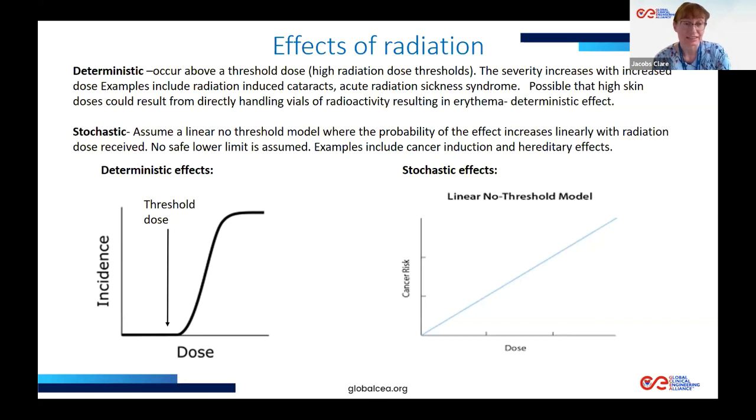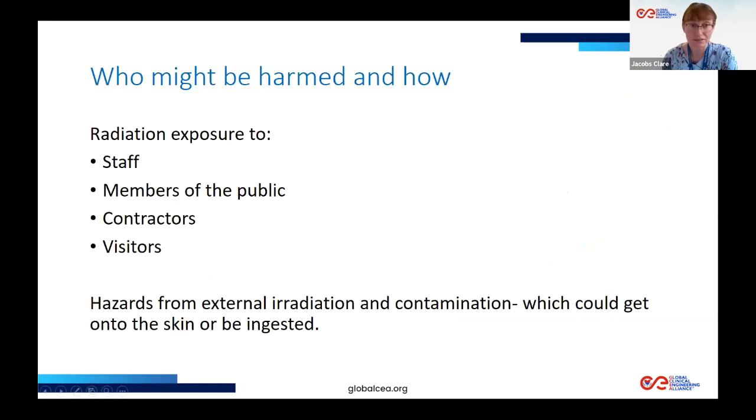The second category is stochastic effects, and for this we assume a linear no threshold model where the probability of the effect increases linearly with the radiation dose received. And we assume no safe lower limit, and this is the basis for all of our radiation protection. Examples of effects include cancer induction and hereditary effects.